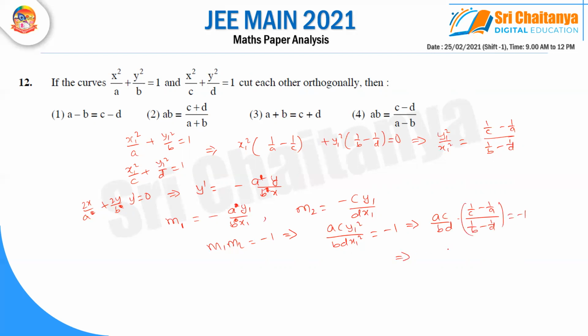Just multiply. You will be getting it as a minus c is equal to b minus d. So I will be getting a minus b equals c minus d. So the answer will be the first option. I just interchanged this to here and this to here.